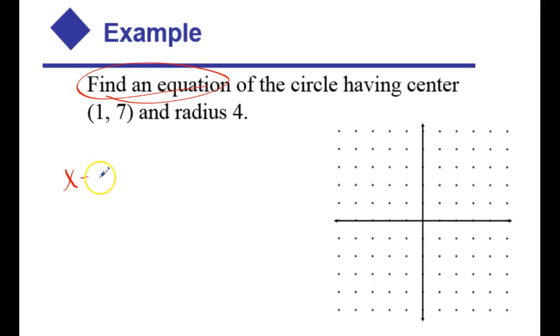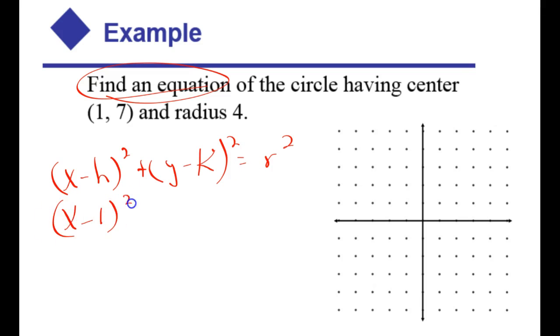Same thing. x minus h quantity squared plus y minus k quantity squared equals r squared. So I'll just plug it in. x minus 1 quantity squared, y minus 7 quantity squared equals 4 squared. I'll probably just change that to a 16.